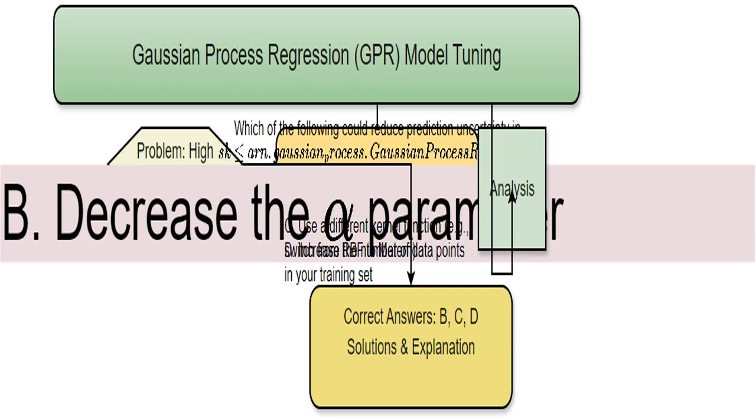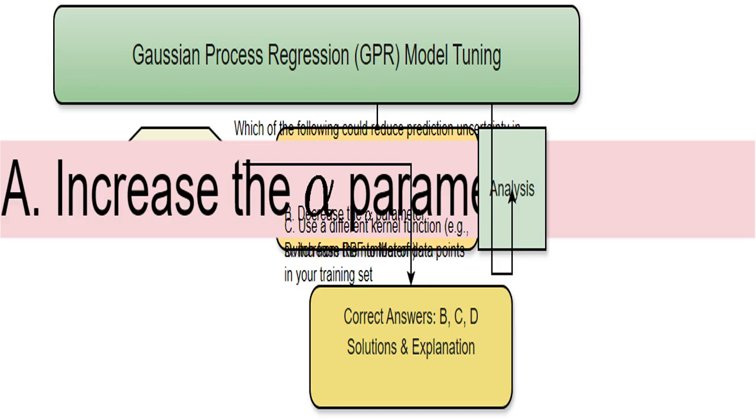Decreasing the alpha parameter decreases the assumed noise level. This means I'm assuming my data is less noisy, which can lead to more precise predictions if this assumption is correct. It's like turning down the static on your radio to hear the music clearer. The kernel function determines how the model assumes data points relate to each other. Using a different kernel can improve the model fit if the current one is a poor choice for the data. Sometimes, you need a different tool for the job. Different kernels may be better suited to different types of data.